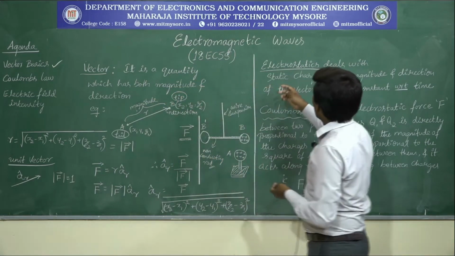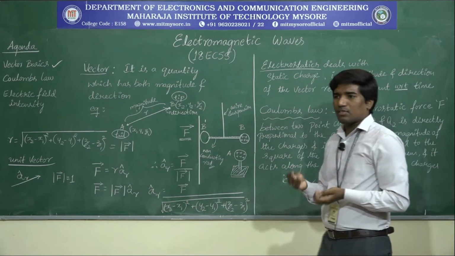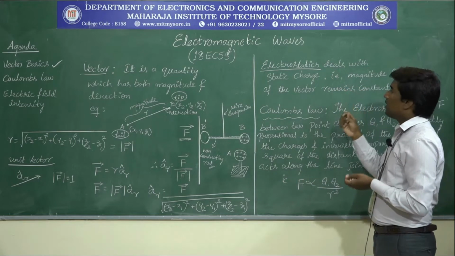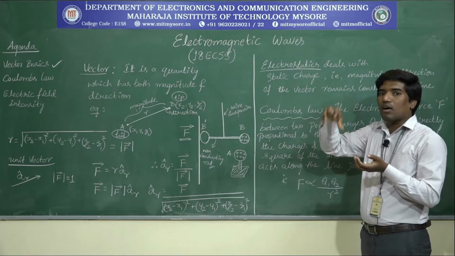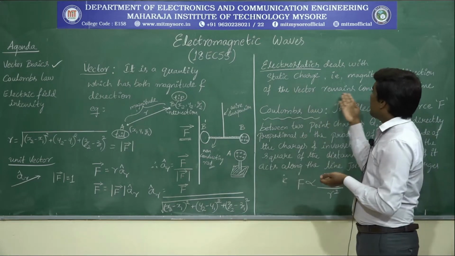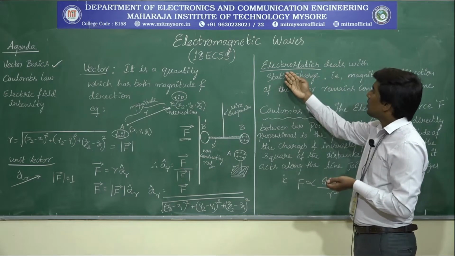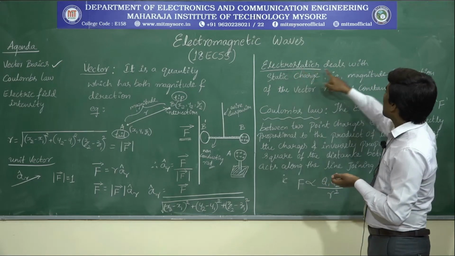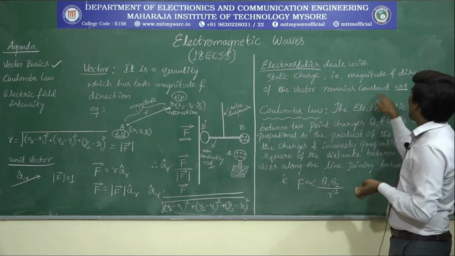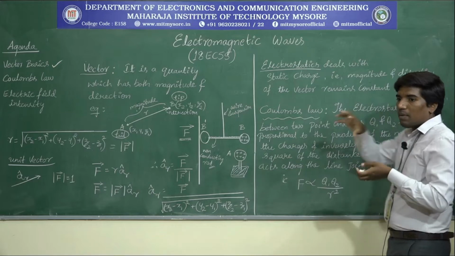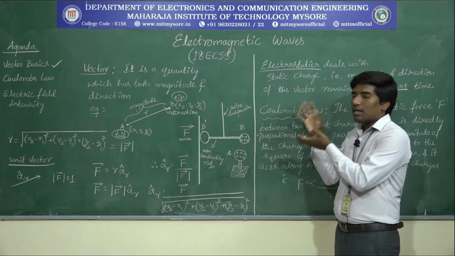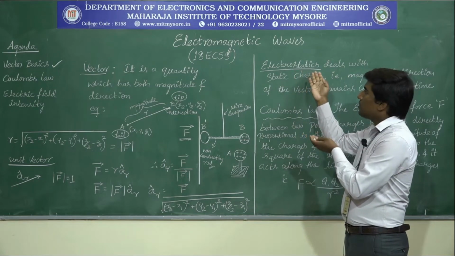Then coming to electrostatics. What do you mean by electrostatics? Electrostatics deals with the principle that electric charge remains constant, and its magnitude and direction remain constant in a changing time environment. This is called electrostatics. Electrostatics deals with static charge, that is, the magnitude and direction of the vector remain constant with respect to time. All the parameters of electromagnetic waves remain constant with respect to time, which is considered to be electrostatics.